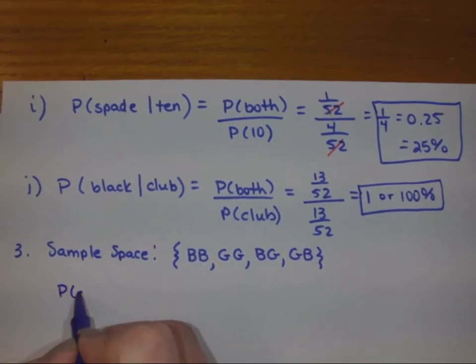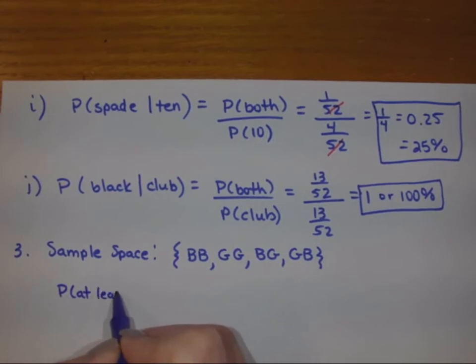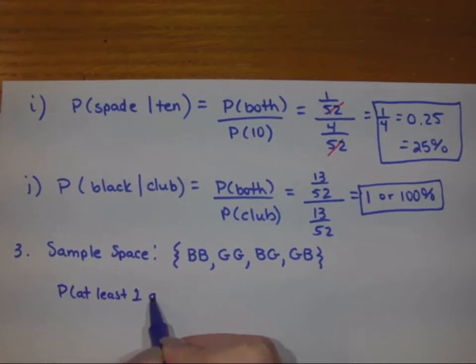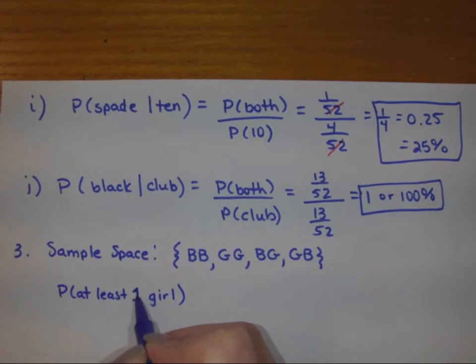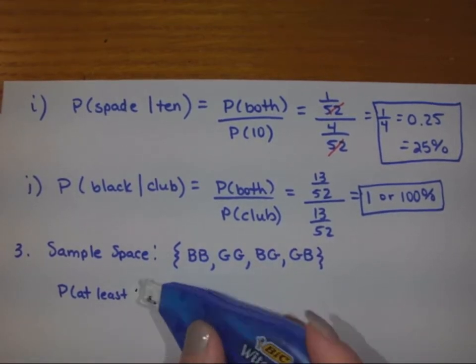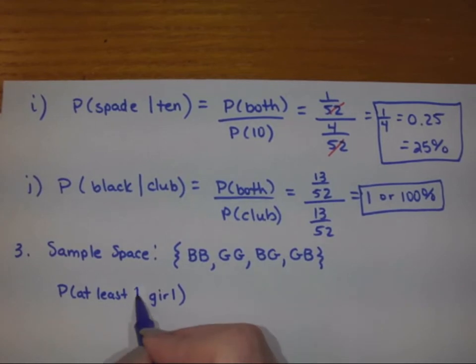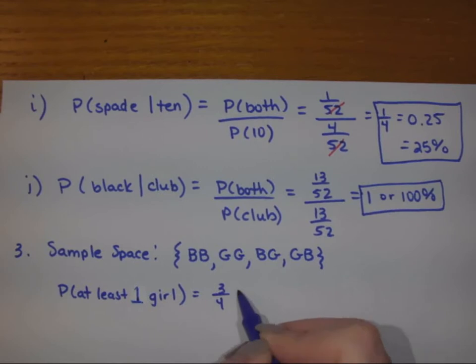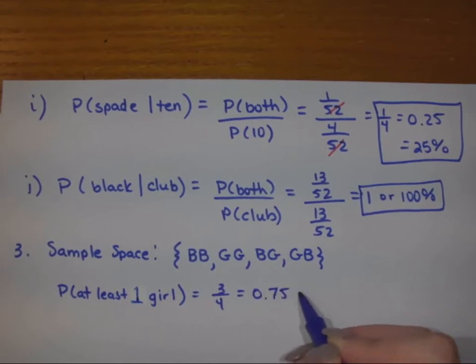So the probability of at least one girl, notice that in this case we can just look at the sample space. Okay, so the probability of at least one girl, you just need to count the number of the options that have at least one girl. Notice there are 3 of them, so that would be 0.75 or 75%.